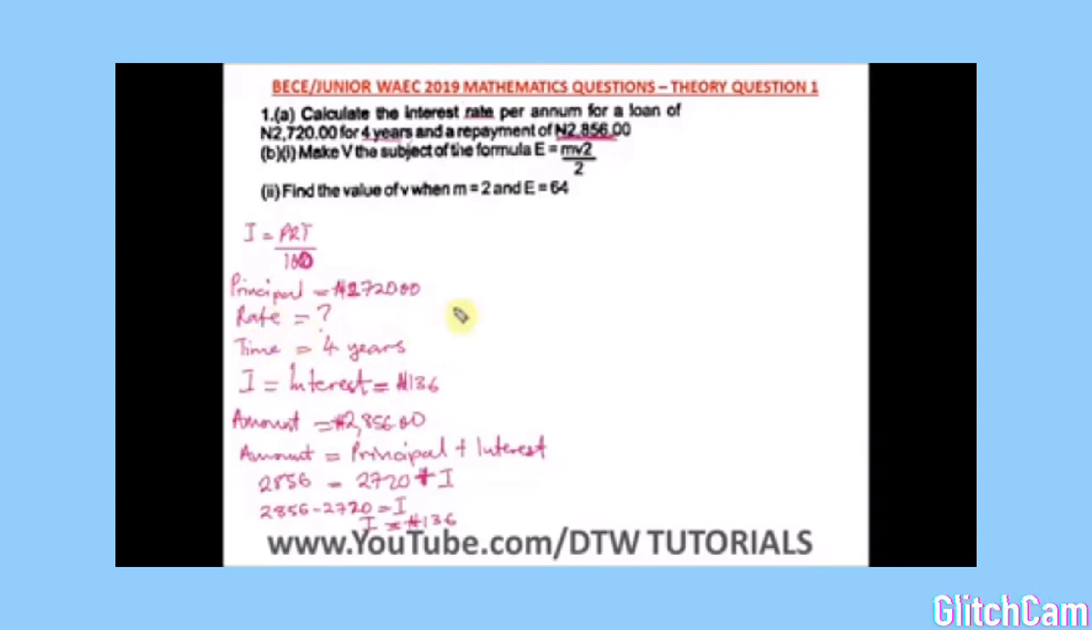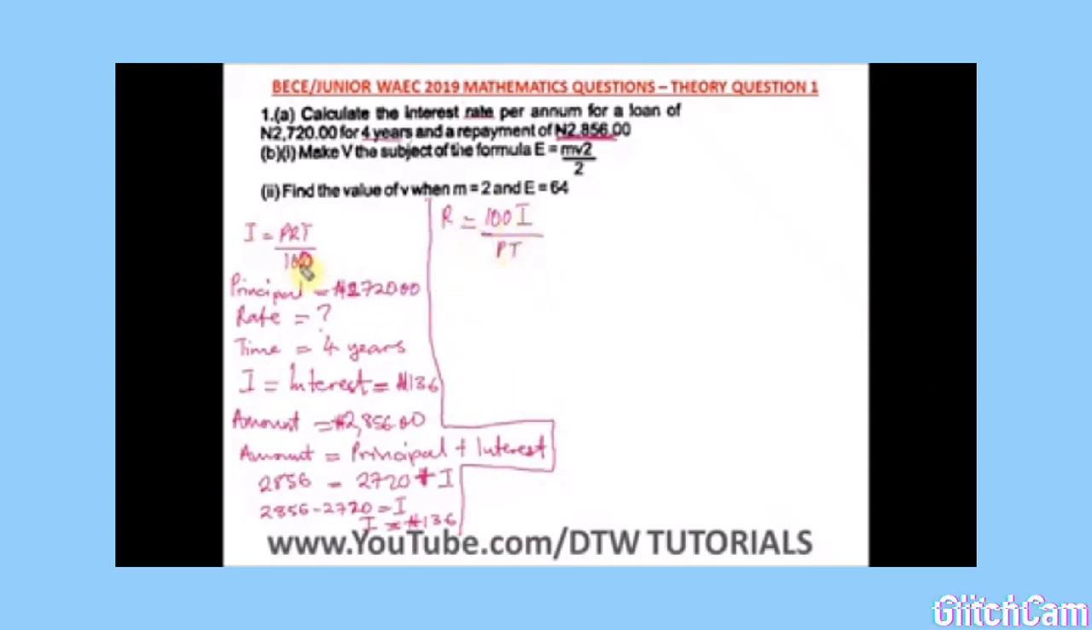So we've known our interest now, we've known our principal, we've known our time, so we can easily calculate our rate. Now to calculate your rate, we have to make R the subject of the formula. Let us manage the space because we still have other things to do here. Making R the subject of the formula, R will be equal to 100 I over PT.